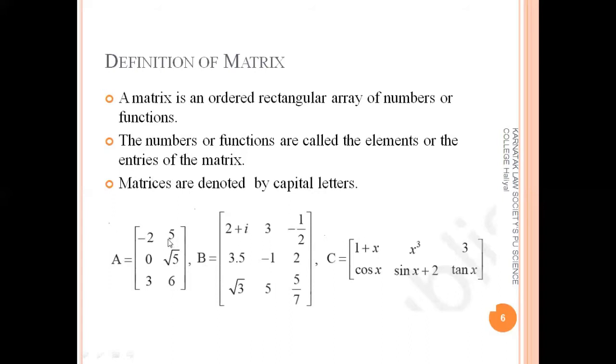In the first example, there are 3 rows and 2 columns. In the second example, there are 3 rows and 3 columns. And in the third example, we have 2 rows and 3 columns. In examples of matrices, we do not always write real numbers. Sometimes we will use complex numbers also and even trigonometric functions.